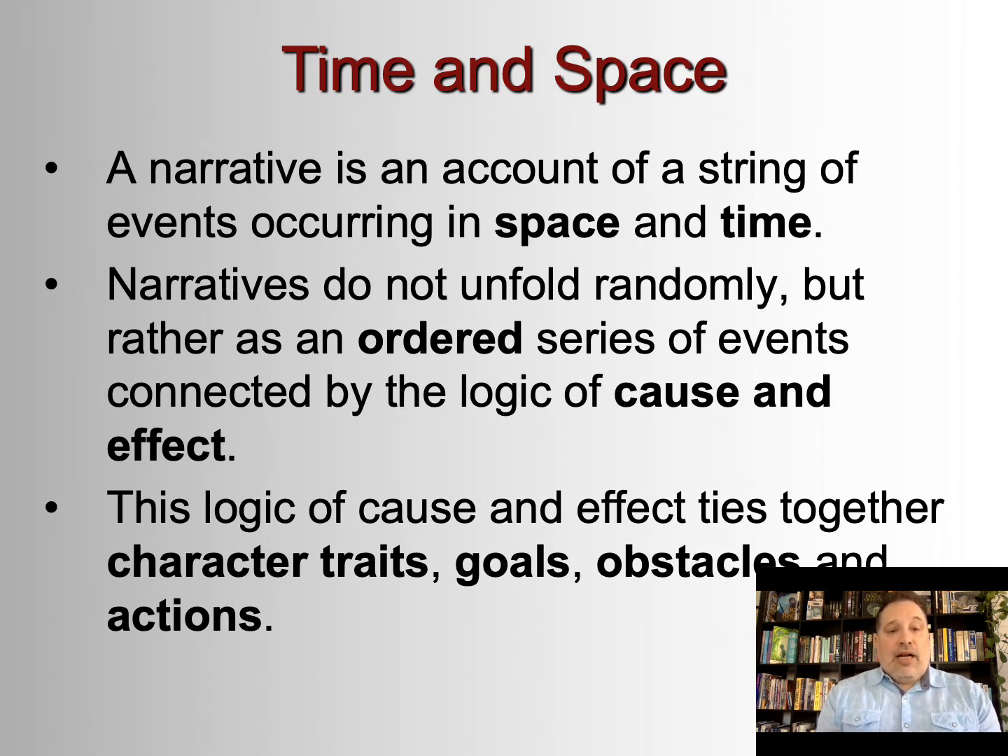And narratives do not unfold randomly, but rather are an ordered series of events connected by the logic of cause and effect. As I said, something happens and there's a reaction. Something happens and there's a consequence. Characters have to deal with the consequences, right? And the logic of this cause and effect, this one thing after another pattern that we see in all stories, ties together basic story elements, such as character traits, goals, obstacles, and actions. We'll talk about those in more detail as we go through the rest of the lesson.